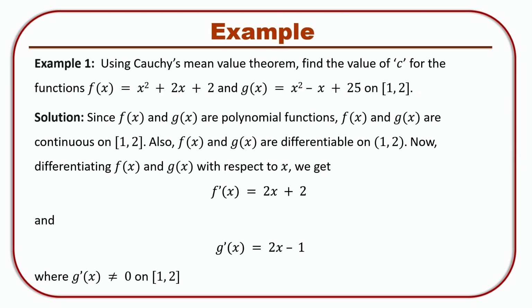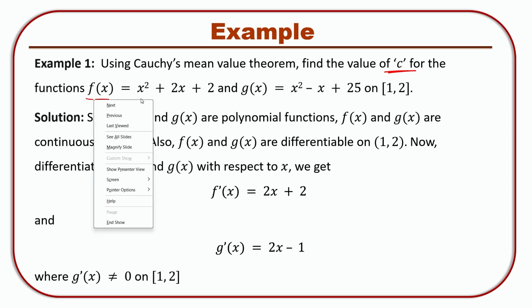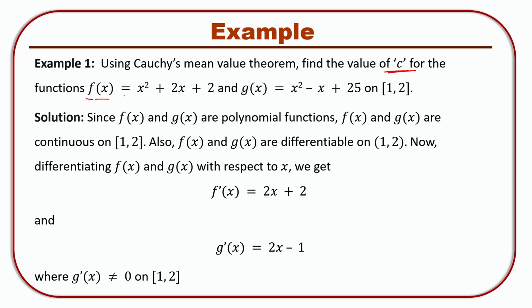So using Cauchy mean value theorem, find the value of c for the function f(x) which is given as x square plus 2x plus 2, and g(x) equal to x square minus x plus 25, on the closed interval [1, 2], right? So there are two functions given, f(x) and g(x), and one interval, 1 and 2, is given. Then we have to verify the Cauchy mean value theorem, and by the Cauchy mean value theorem we have to find the point c for the function.